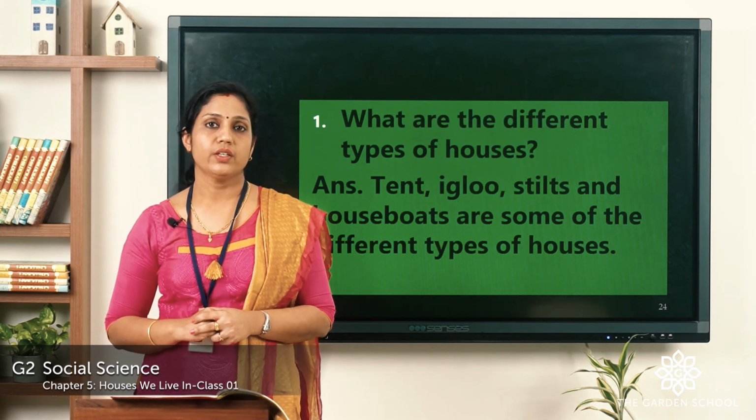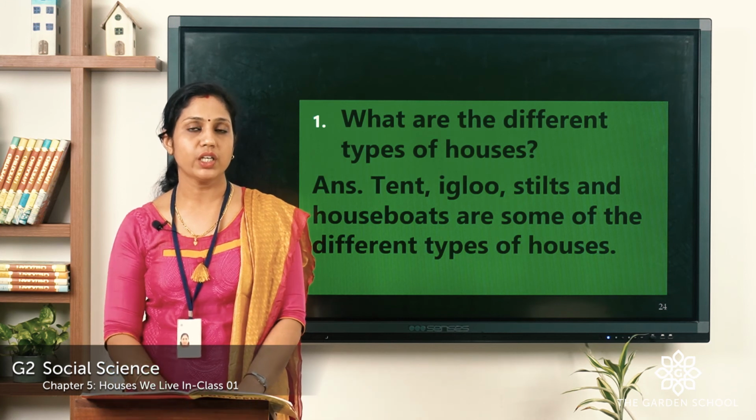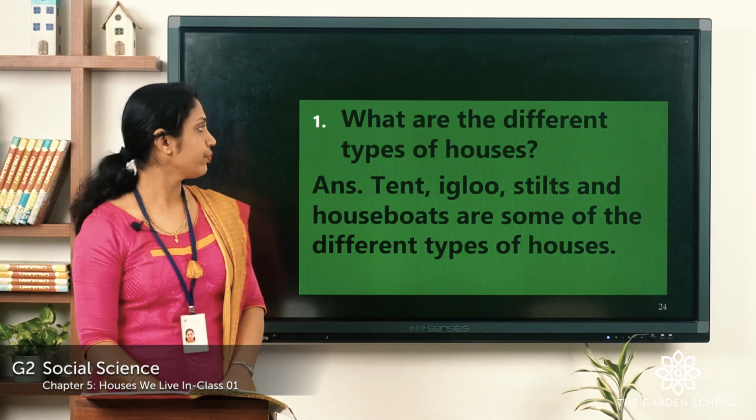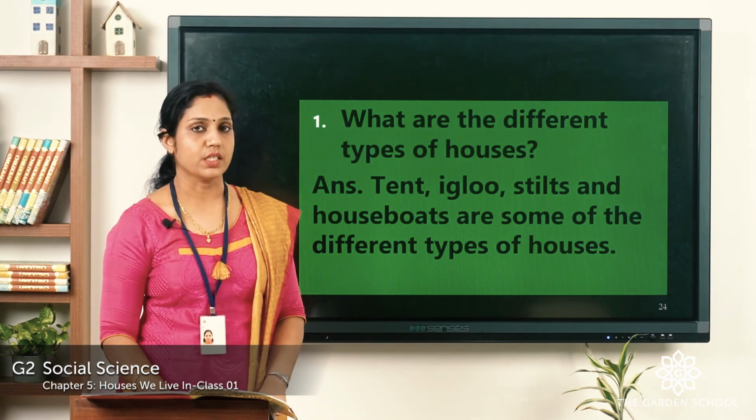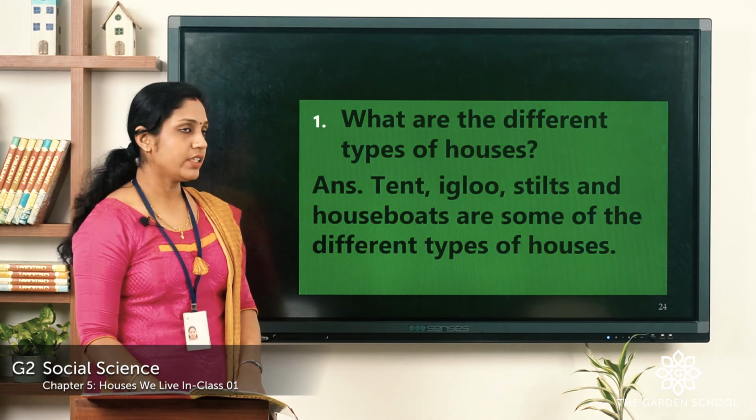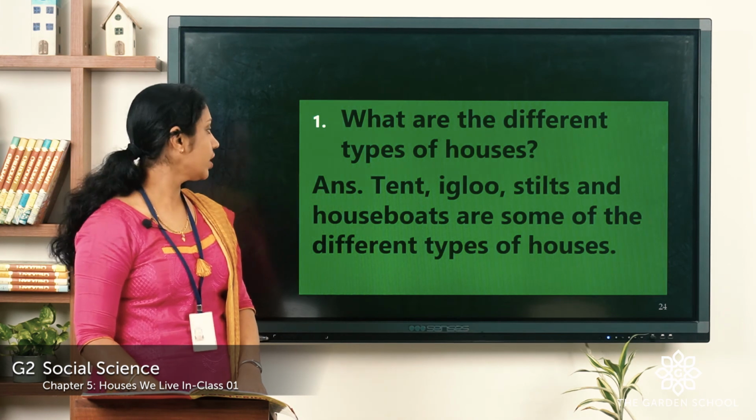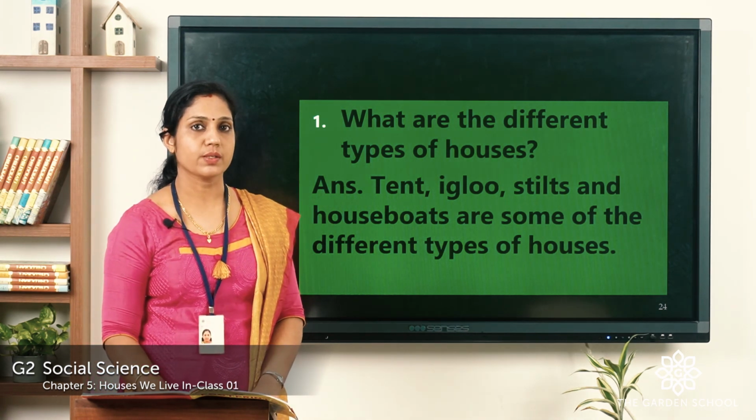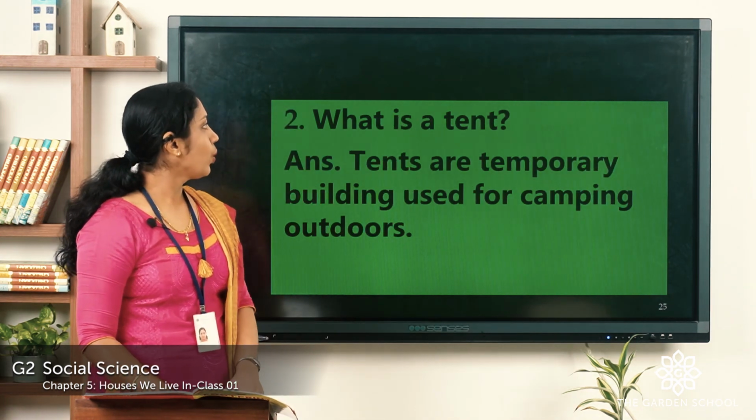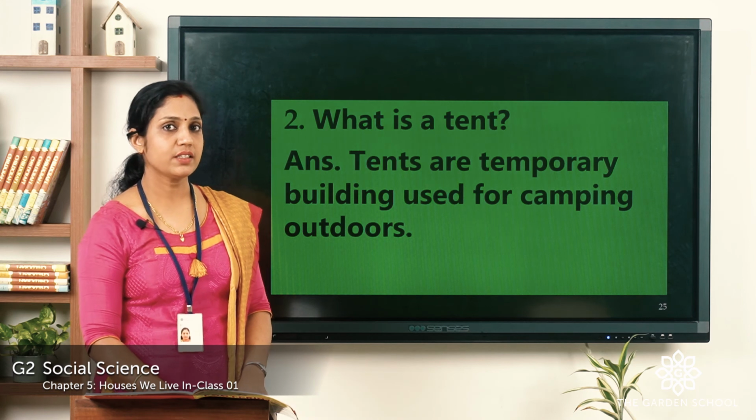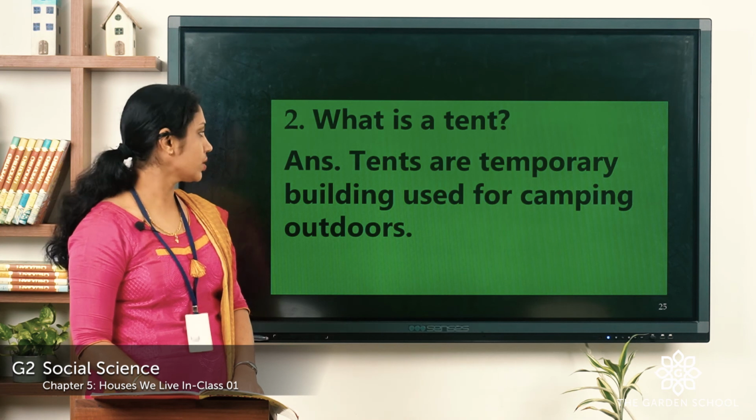So write today's date, chapter 5, houses we live in, the heading, and then move on to the question answers. Question number 1. What are the different types of houses? Answer: tent, igloo, stilts and houseboats are some of the different types of houses. Second one, what is a tent? Answer: tents are temporary buildings used for camping outdoors.